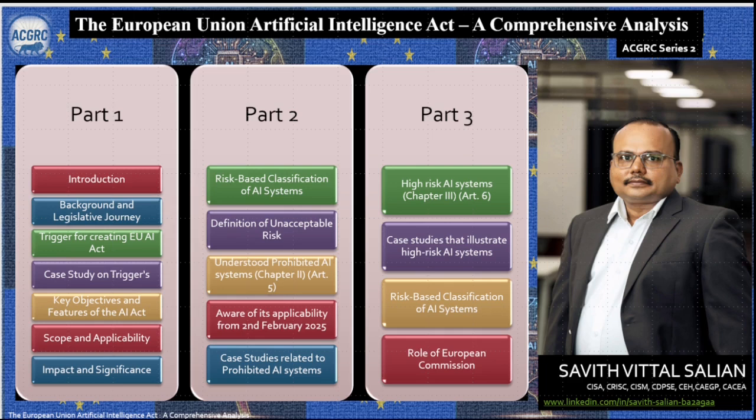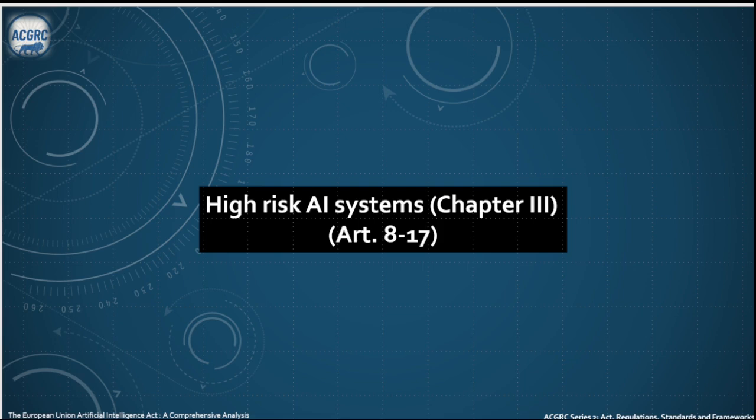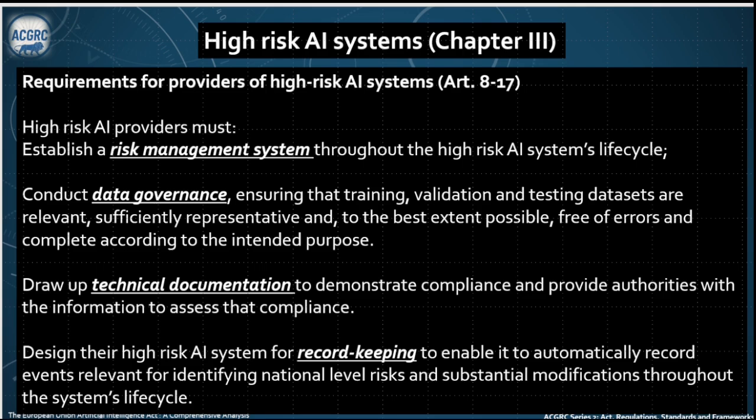So let's move forward to part 4 of this series. We will focus on high risk AI systems, chapter 3, articles 8 to 17. Let us look at the requirements of high risk AI systems as per chapter 3, articles 8 to 17.